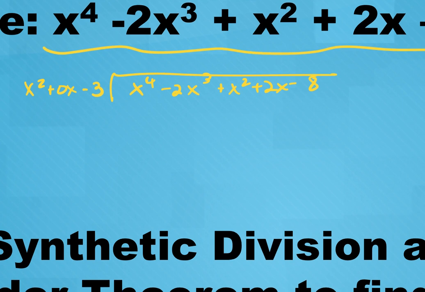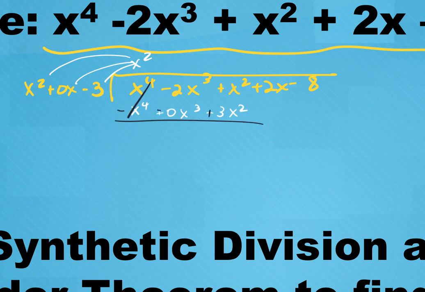So if I divide x squared into x to the 4th, I get x squared. I'm going to multiply that times each term on the outside. So x to the 4th, 0x to the 3rd, negative 3x squared. I'm going to change my signs and add. This cancels. Negative 2x to the 3rd plus 4x squared. Bring down the positive 2x.